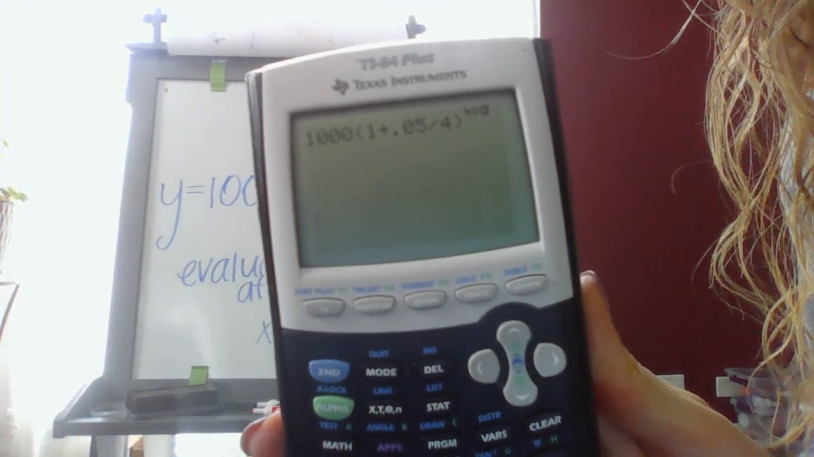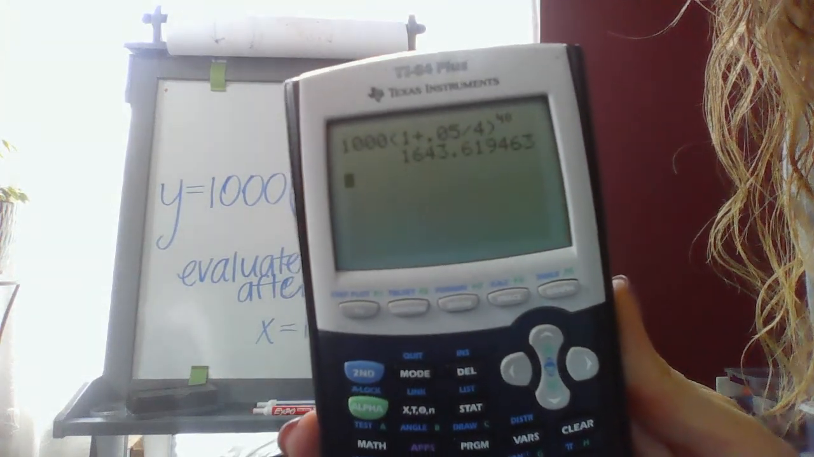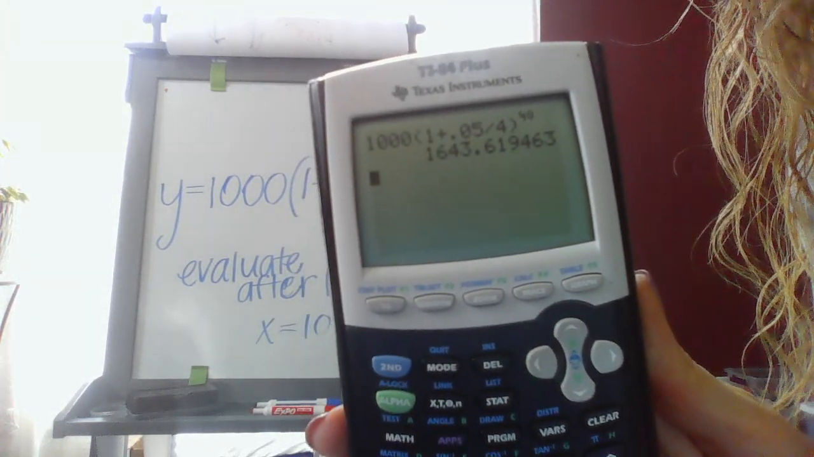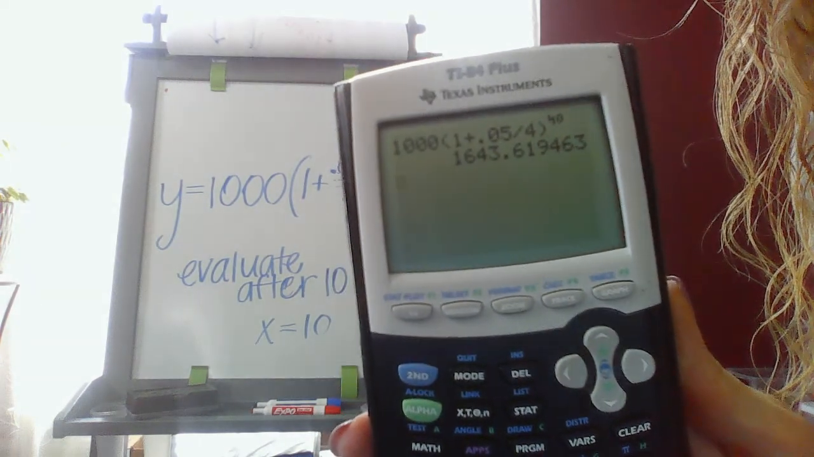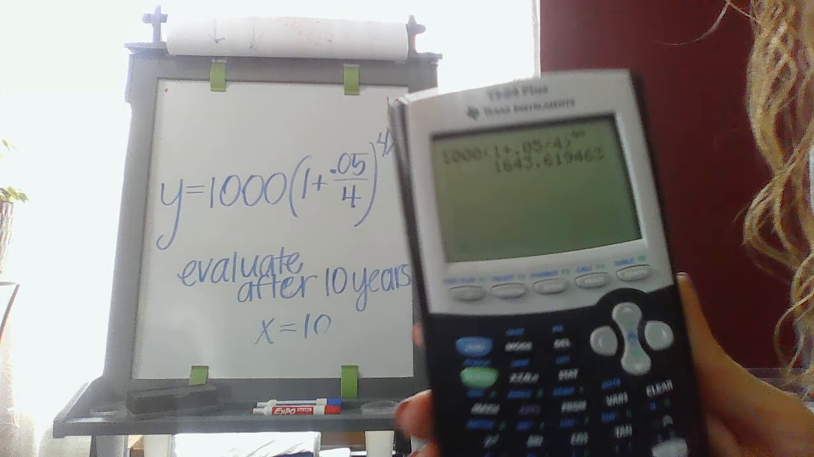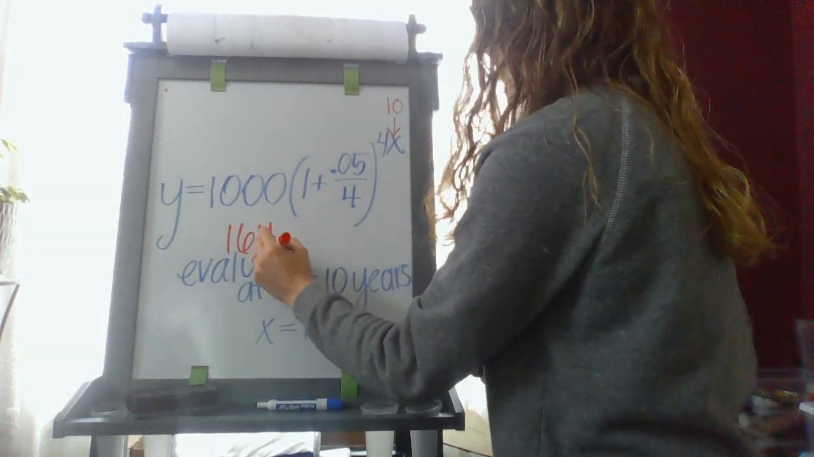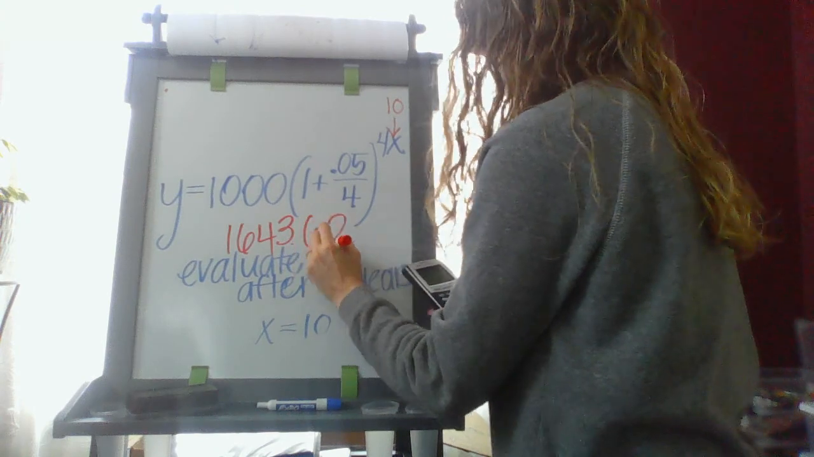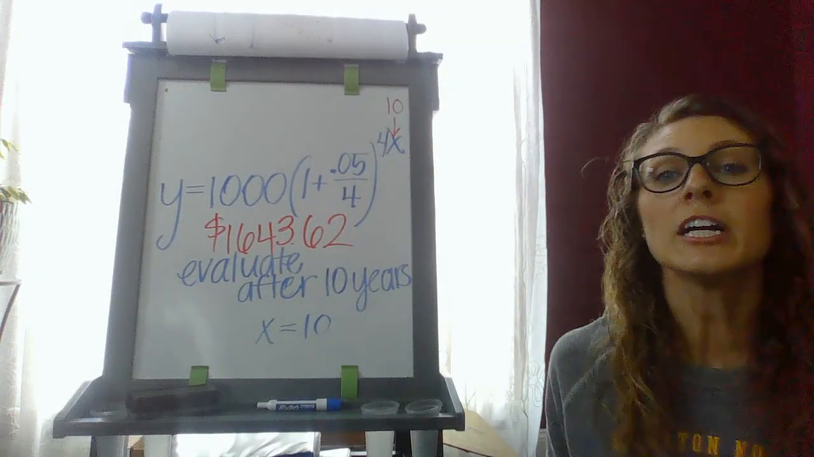So notice I have it just the same way that it was written on the board. We have it in our calculator, and we're going to find out that our $1,000 went up to 1643.62.